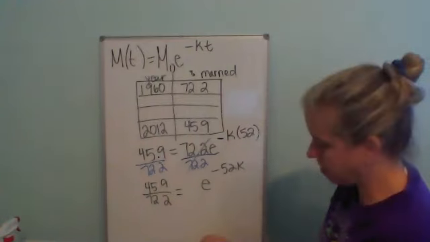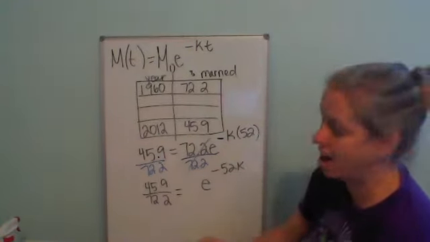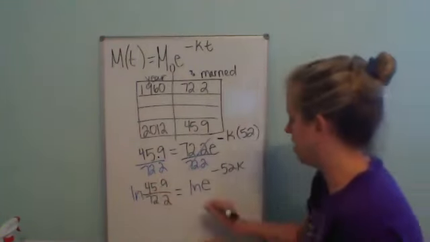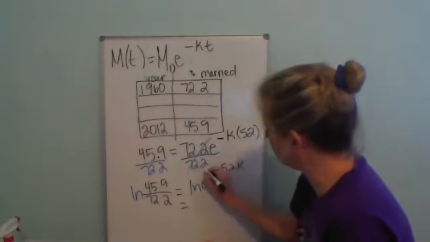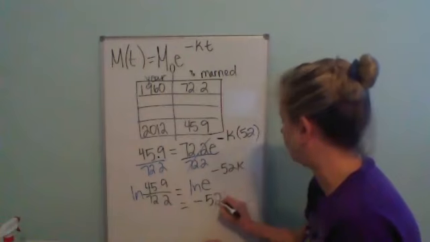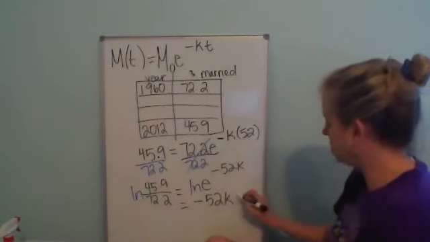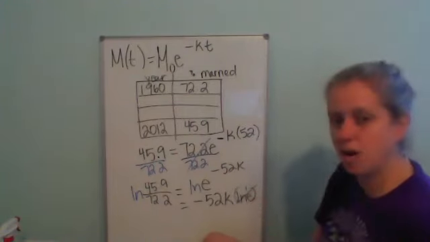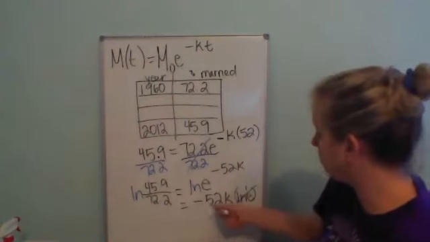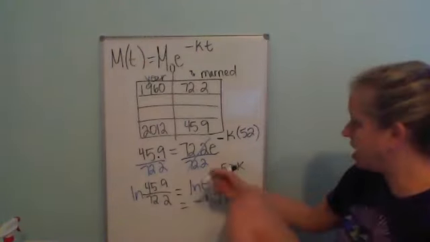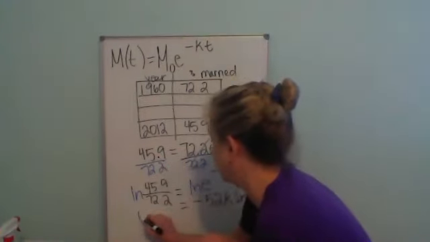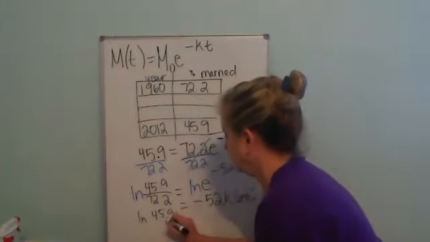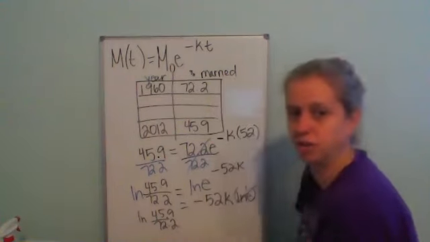So now, again, I'm solving for K, which means I need this to come out of the exponent. That's when you ln both sides. When I ln the right side, that's what brings the negative 52K out in front. I still technically have ln of e, but remember, that's equal to 1, so I don't even need it. So I just have negative 52K on this side. On the left, I've got this crazy looking fraction, ln of 45.9 over 72.2.